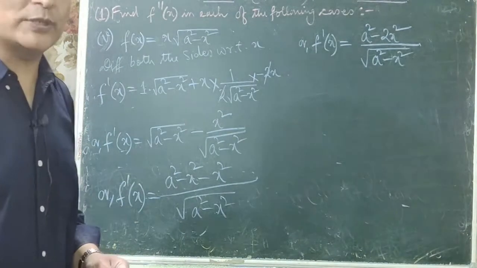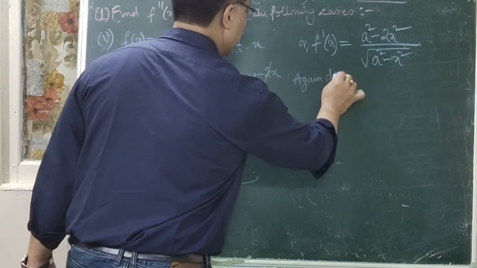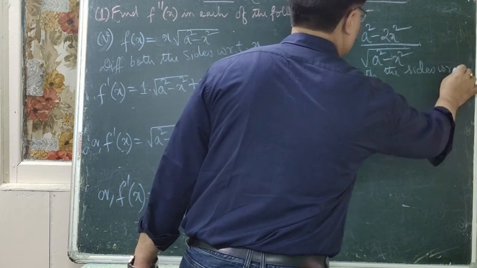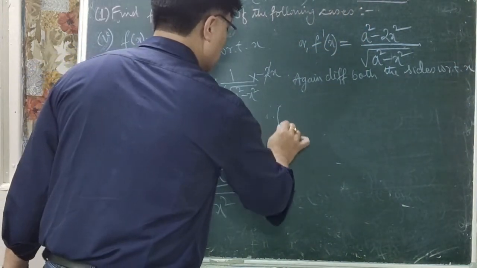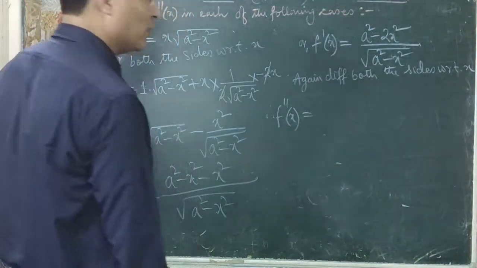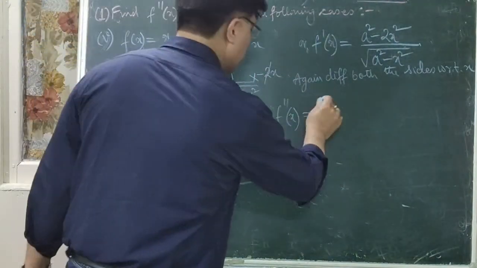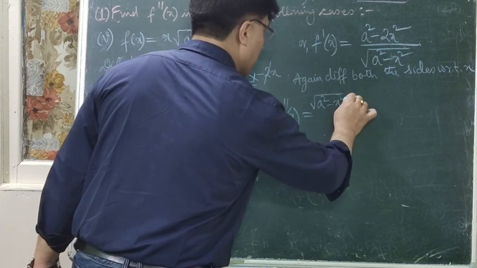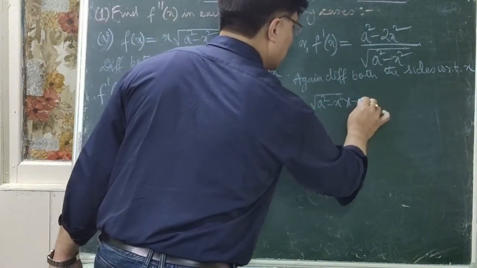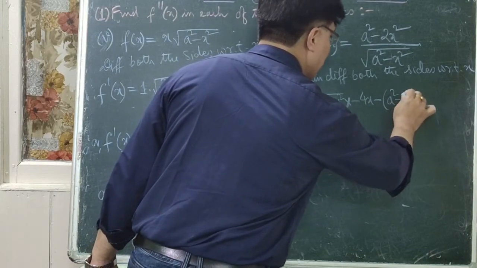Again you have to differentiate both the sides with respect to x to get f double dash of x, right? So now again differentiating both the sides with respect to x. So this is f double dash of x, and you can use the u by v rule here. Both numerator and denominator are variables, so you have to use the u by v rule. Now the denominator is kept as it is, that is root over a square minus x square, into the differentiation of the numerator. A square is constant, that is 0, and for minus 2x square it is minus 4x. Then comes the minus sign, right? So the numerator is kept as it is, a square minus 2x square.